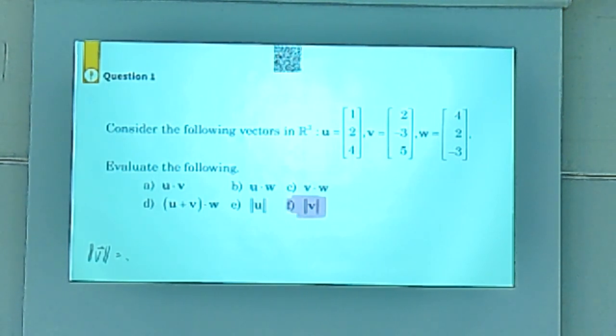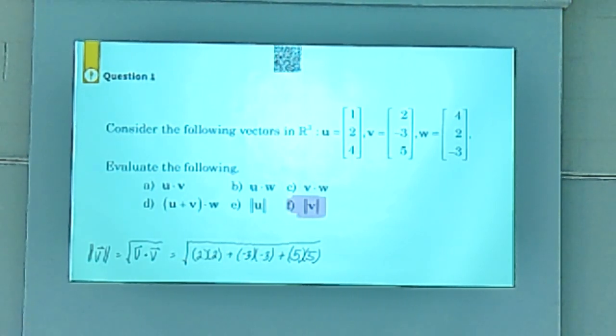Finally, norm of V. Again, by definition, that's going to be the square root of V dot V. Square root of 2 times 2 plus negative 3 times negative 3 plus 5 times 5. 4, 9, 13, 13 and 25, 38.